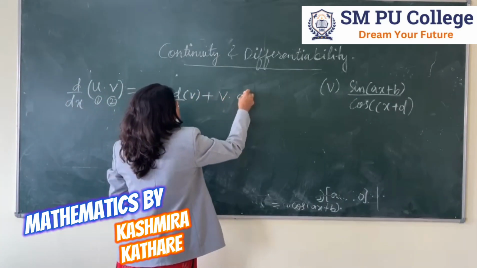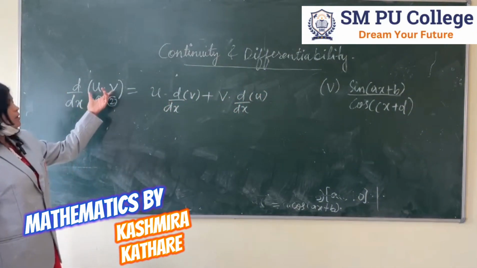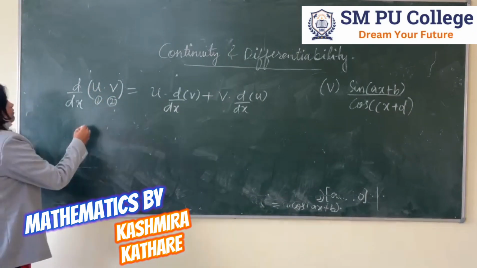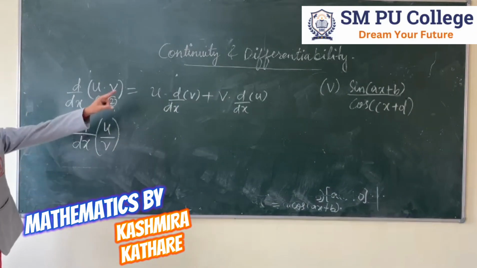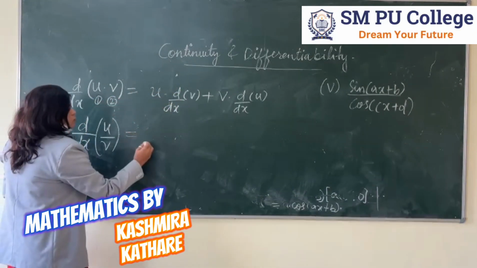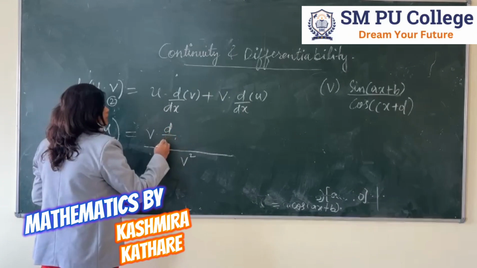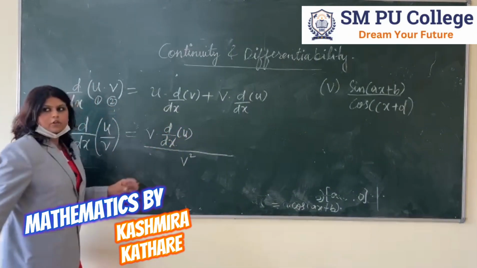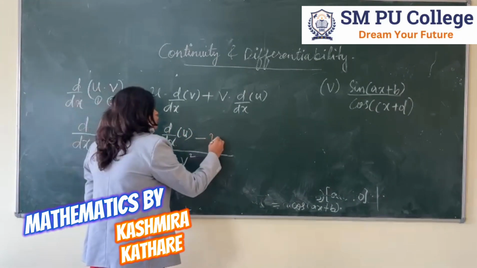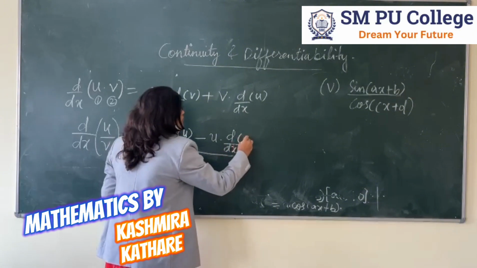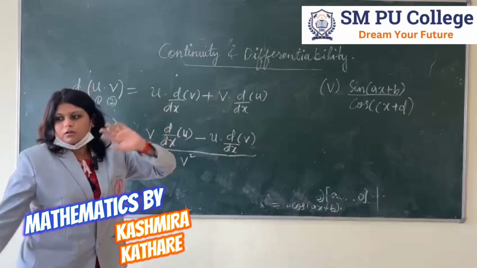Second function you keep as it is, differentiate the first function. This is the product rule. When two functions are in product multiplication form, you have to use this one. One more formula is there, that is the quotient rule. When two functions are in division form, like the sum which we have here, you have to use this formula, divided by v square. We take v as it is, differentiate the numerator, denominator as it is, differentiate numerator, then minus, numerator as it is, differentiate denominator. So this formula we have to use for this problem.